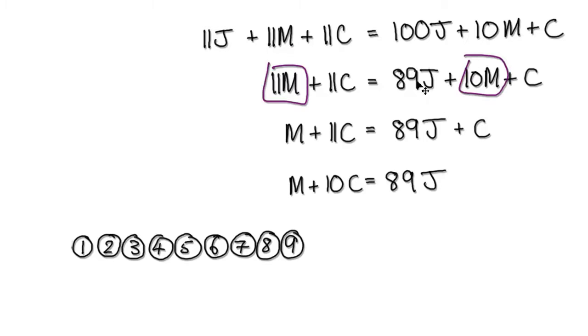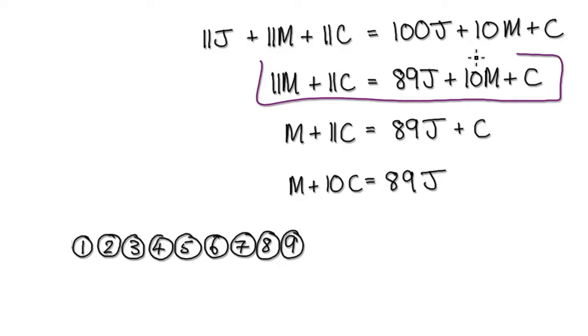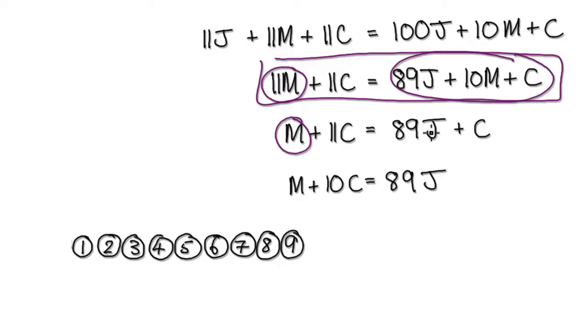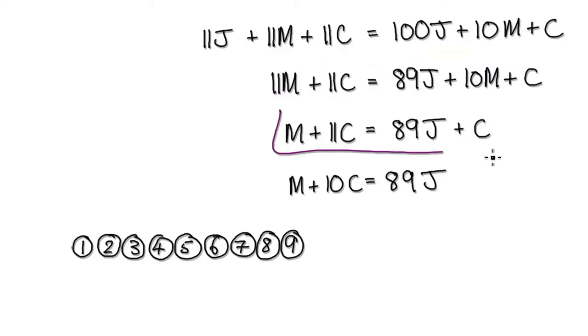10M over here. So in your mind, take away 10M from both sides. So 11M, take away 10M, that will give you 1M. And then on the right hand side, if you take away 10M, that would just disappear, leaving you with this thing here. And then from here, if you look at this, you've got 11C and then 1C here. So in your mind, take away 1C from both sides.